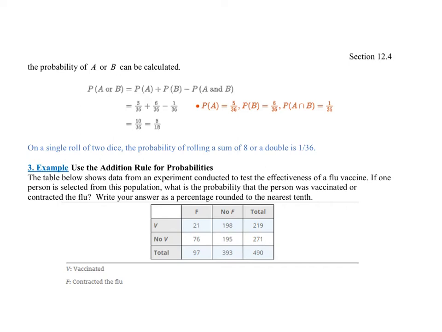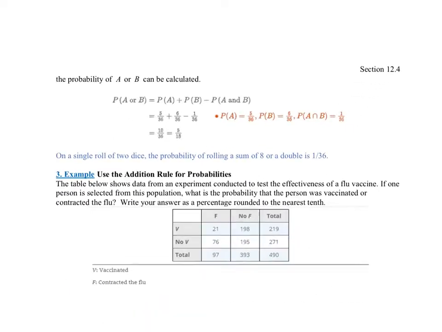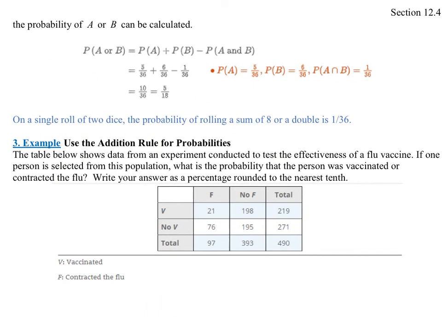So here it says the probability of A and B can be calculated, and this is the math we did on the previous page, ending up with a simplified total of 5/18. I do want to say it says on a single roll of 2 dice, the probability of rolling a sum or a double is, this is no longer 1/36, that is a typo. That should say 5/18. Okay.